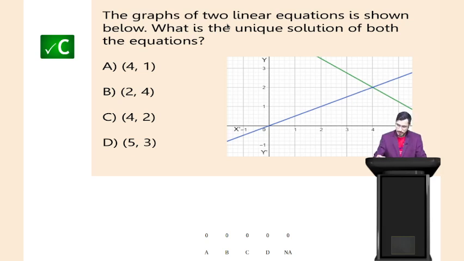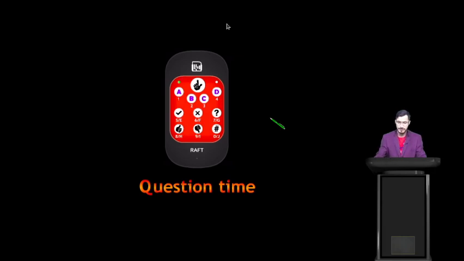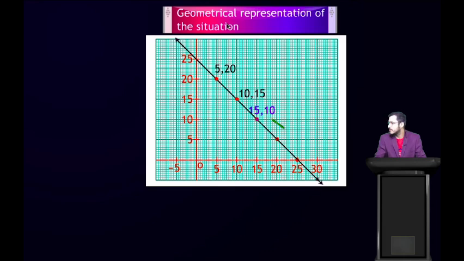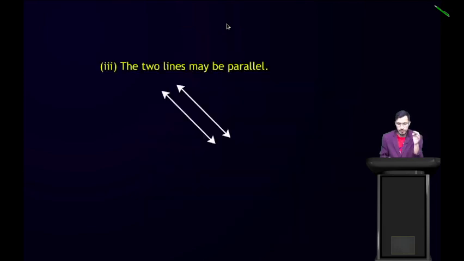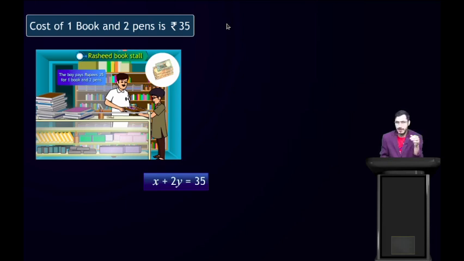Now let's move to another part, the geometrical representation of the situation. Here you can see both the lines are parallel in this situation. That means there is no common point between the two lines. So in this case the two lines may be parallel. Let's see the situation here.